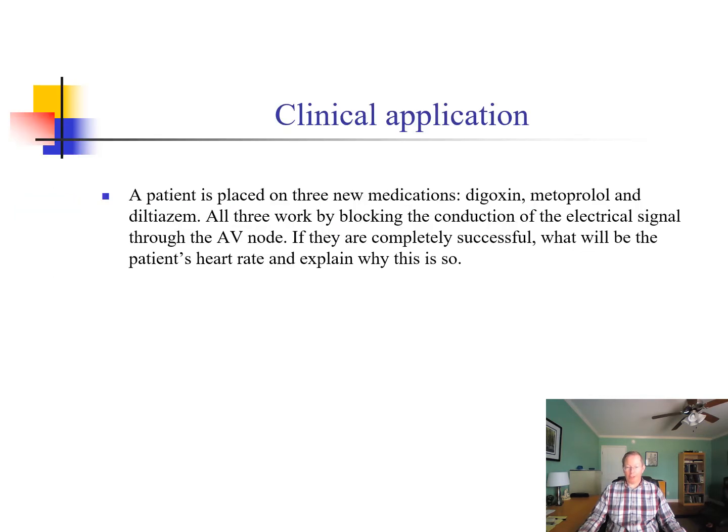So let's get started. Suppose a patient is placed on 3 new medications: digoxin, metoprolol, and diltiazem. All 3 of these work by blocking the conduction system through the AV node, so they're nodal blocker medications. If they're successful, what will be the patient's heart rate, and explain why this is the case?